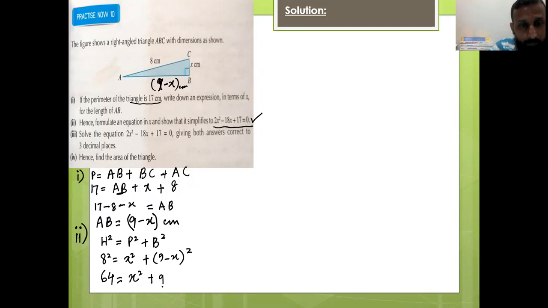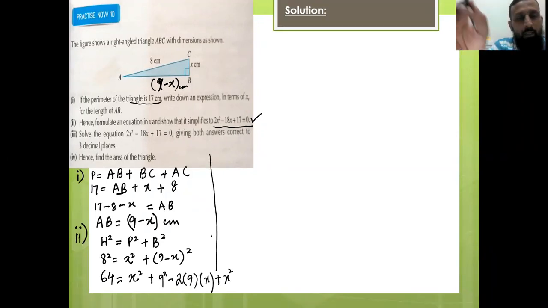So this is it: 9 squared minus 2 multiplied by 9 multiplied by x, and then plus x squared. So dear students, what do we get now? 64 equals x squared plus, 9 nines are 81, minus 2 nines are 18x, plus x squared.